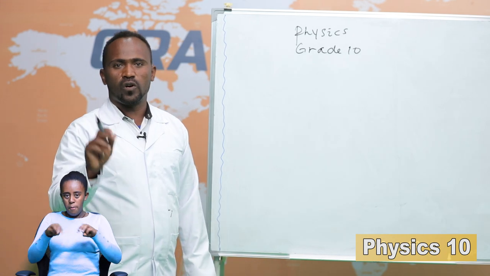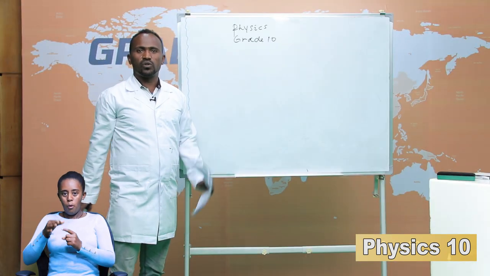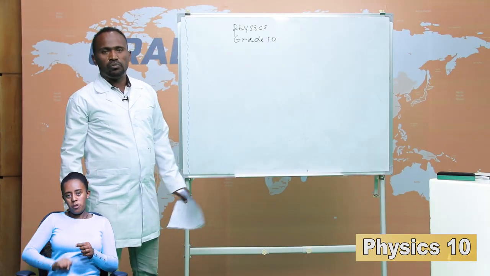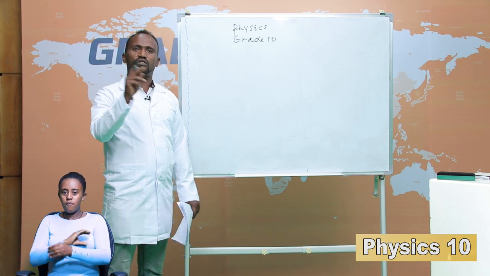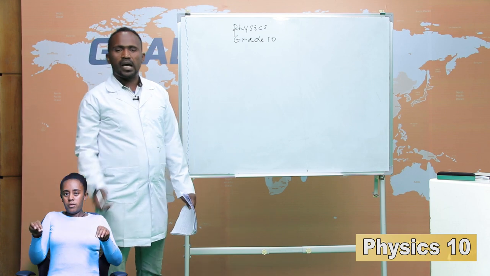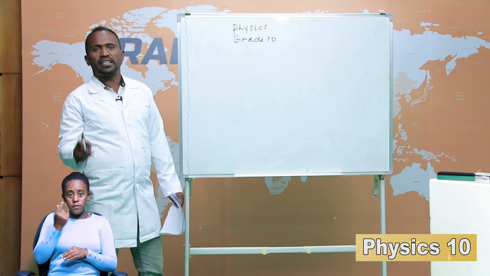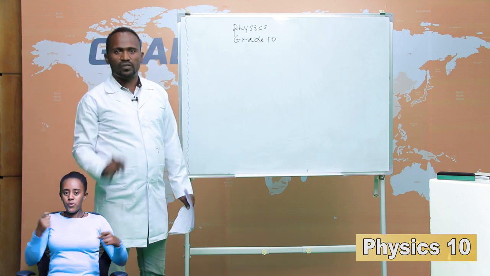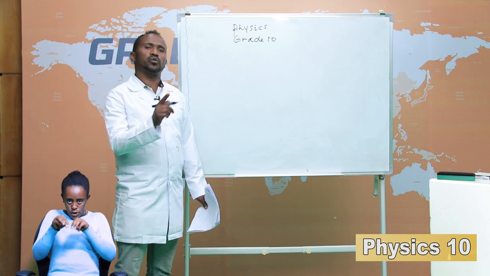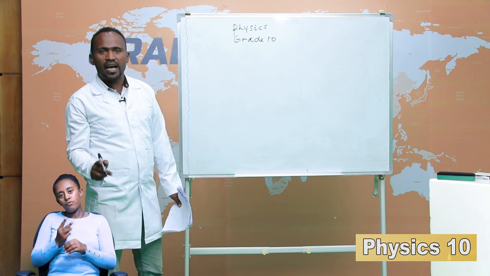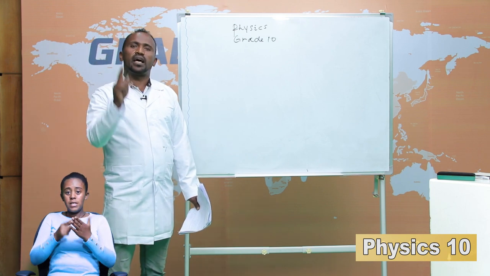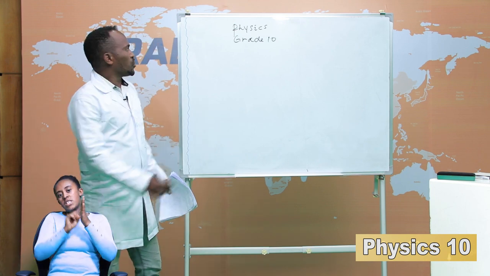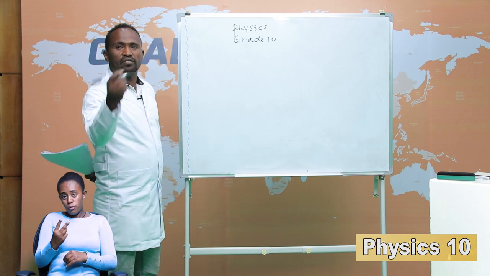A magnet has two poles: the north pole and the south pole. Between the two poles of magnets, there is a force, either a force of attraction or a force of repulsion. If the two poles of magnets are opposite, there is a force of attraction. And if the two poles of magnets are similar, there is a force of repulsion. This is what we learned in first semester. Today we are going to look at the magnetic field of solenoids.